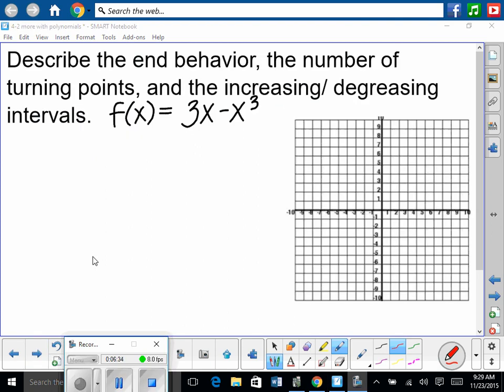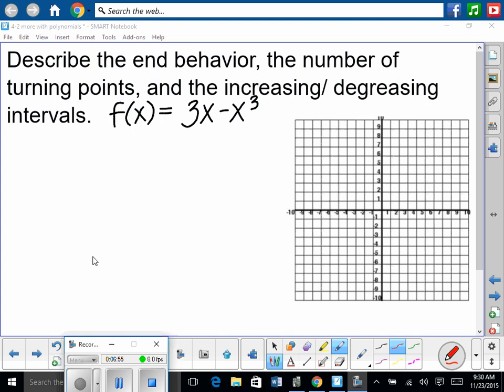Okay, so a couple new things here, a couple not new things. So it says, describe the end behavior. We've done end behavior a ton in here. And then describe the number of turning points that you have in the graph. And we have not talked about turning points. That's why we're doing this today. And then we're also going to specify the increasing and decreasing intervals. So also new to us.